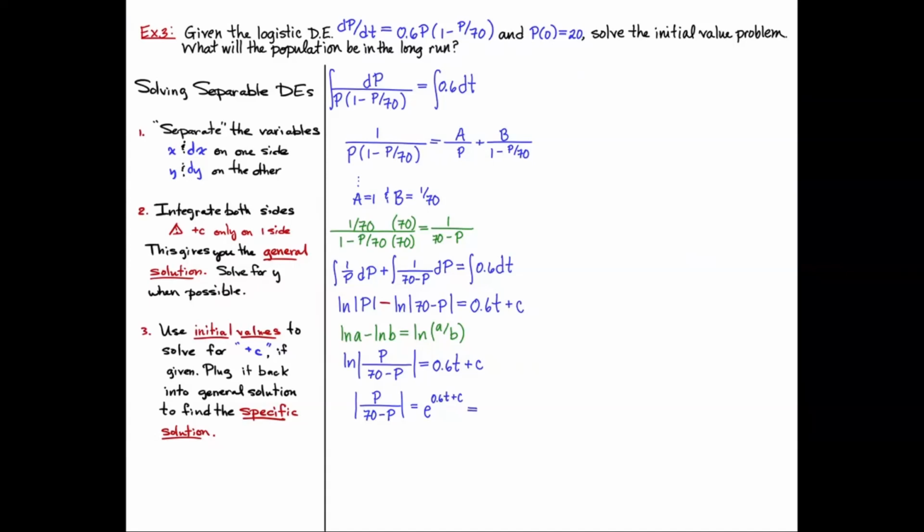And that is equal to, we have an exponential rule that tells us e to the a plus b is equal to e to the a times e to the b. So we can rewrite this e to the 0.6t plus c as e to the 0.6t times e to the c. And just out of convention, we put the constant first. So we can write this as e to the c times e to the 0.6t.